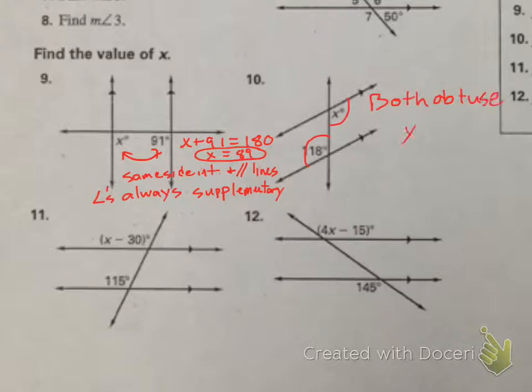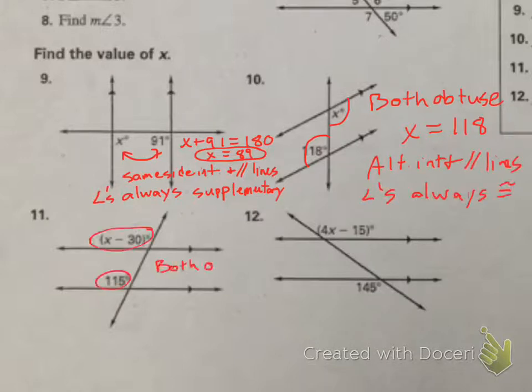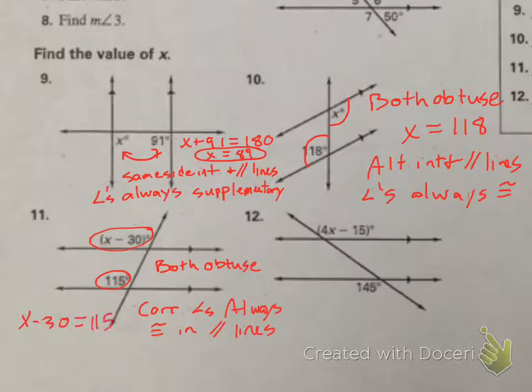Then 10, they're both obtuse angles, and when both the angles are the same, either both acute or both obtuse, they're equal. So x is 118. We also know alternate interior angles are always congruent. If you go back to number 11, same, we've got both obtuse in number 11.